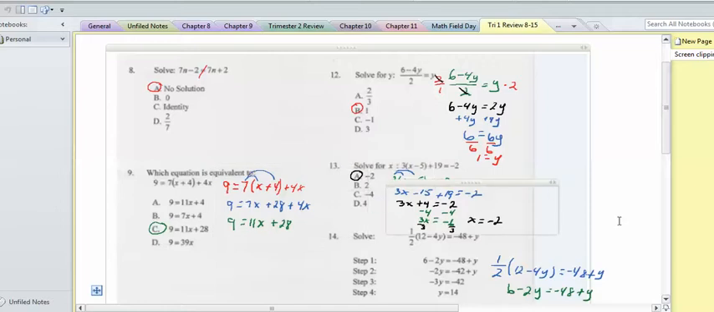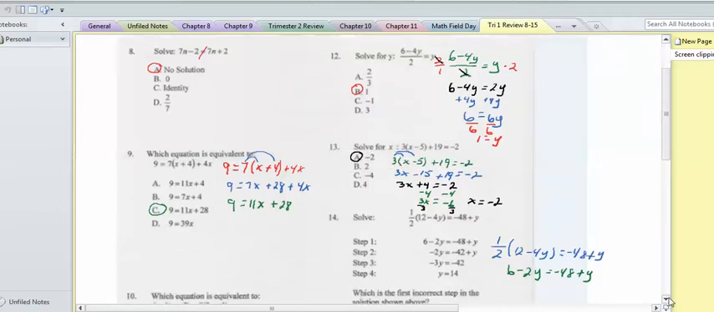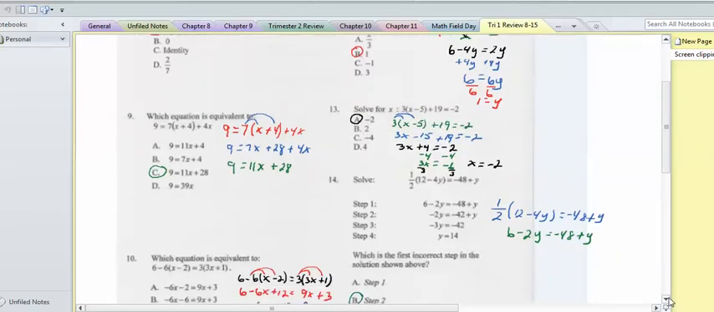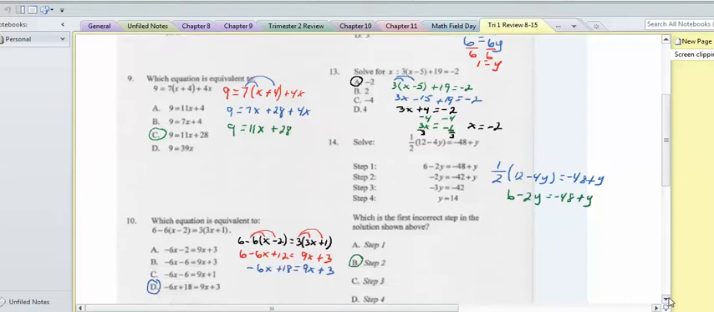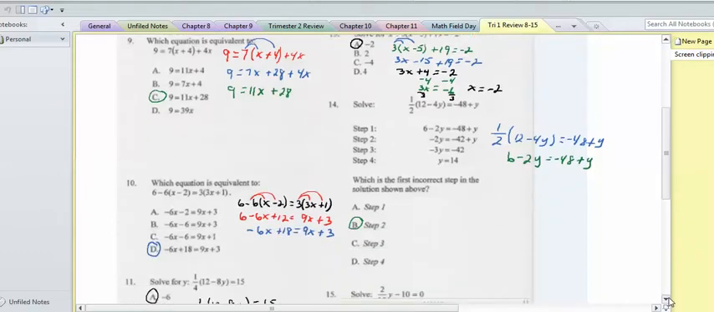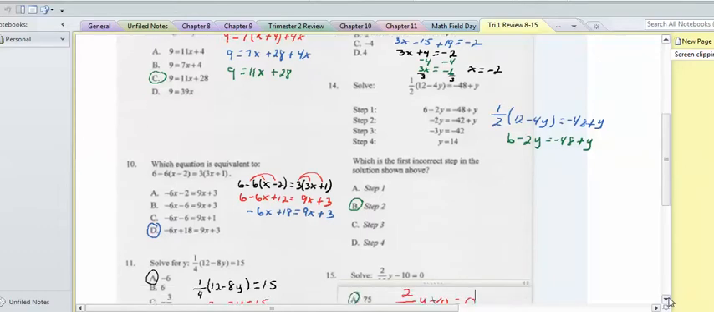Number 9, you're just going to do distributive property and keep checking the answer choices until you find the one that matches. Number 10, same idea. You're going to use distributive property. I showed you where my arrows went, I showed you my work, and you keep checking the answer choices until you find where they stopped.